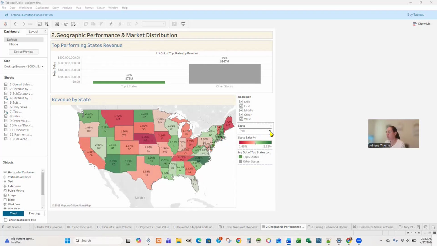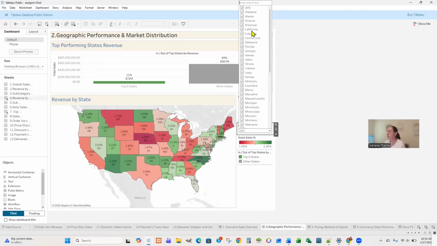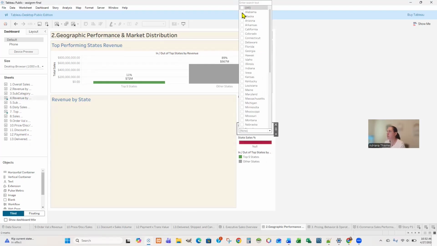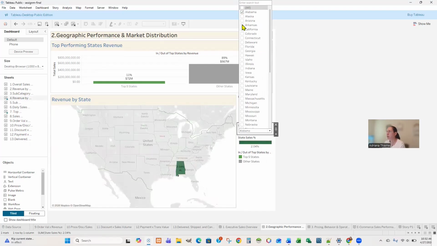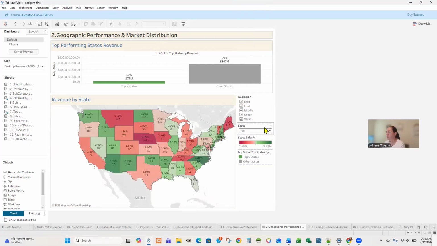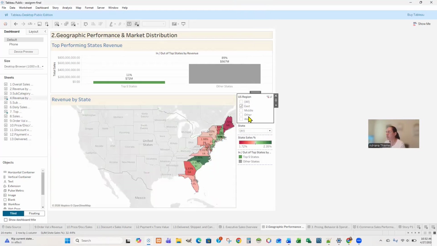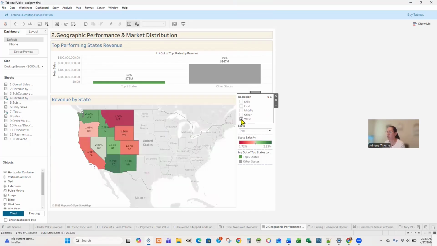In this dashboard, you can also filter by state, so you can select all states, or you can look at Alabama, for example, or you can even filter by region. You can take all of that and see only how the east side of the U.S. is performing versus the west side of the U.S.